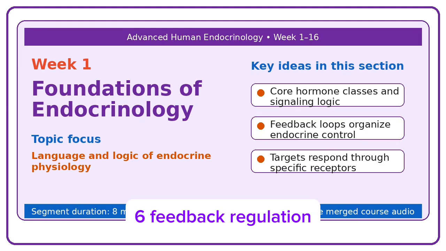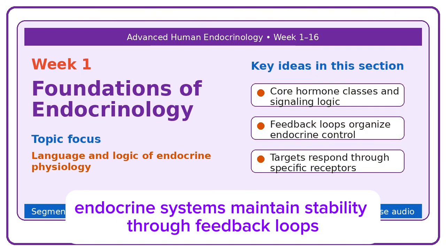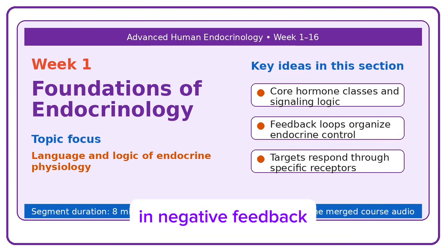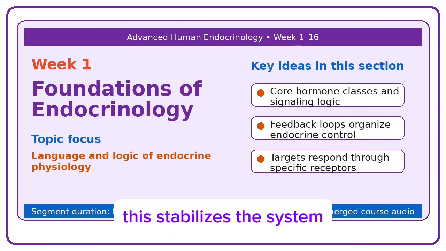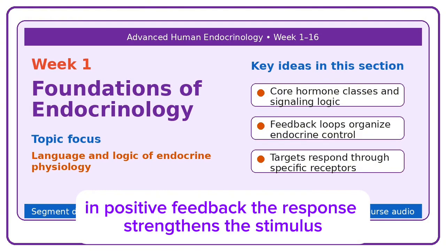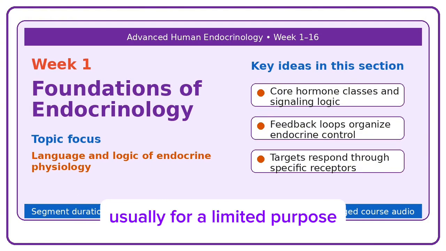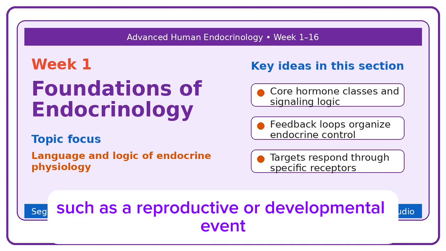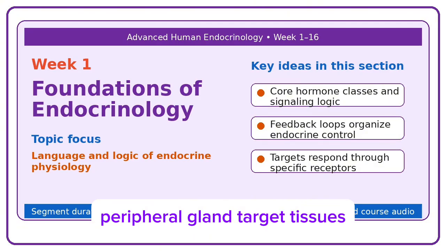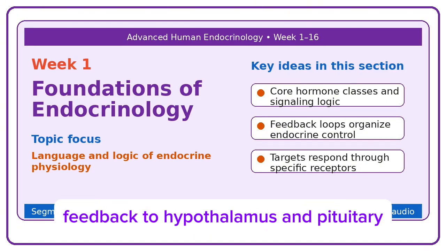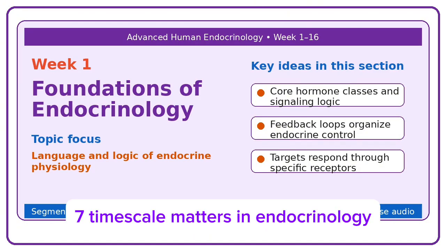6. Feedback regulation. Endocrine systems maintain stability through feedback loops. In negative feedback, the product or downstream effect reduces the stimulus that produced it. This stabilizes the system. In positive feedback, the response strengthens the stimulus, usually for a limited purpose such as a reproductive or developmental event. A classic endocrine logic pattern is hypothalamus, pituitary, peripheral gland, target tissues, feedback to hypothalamus and pituitary.